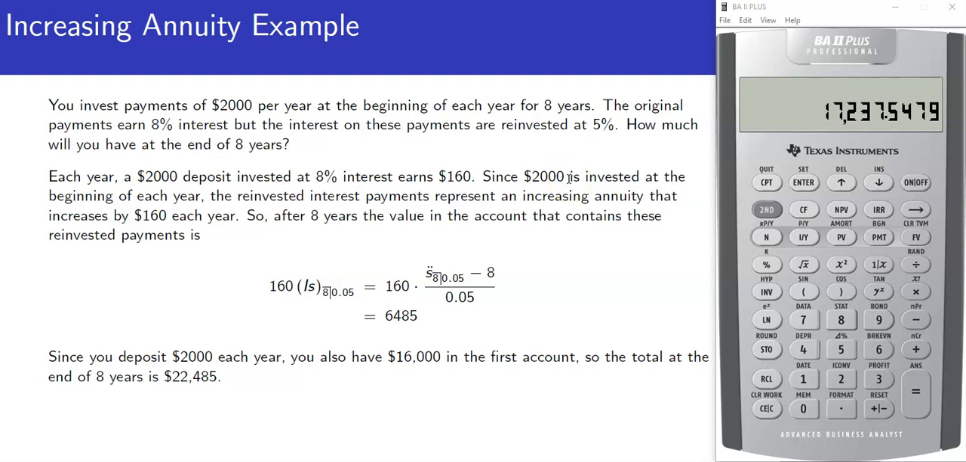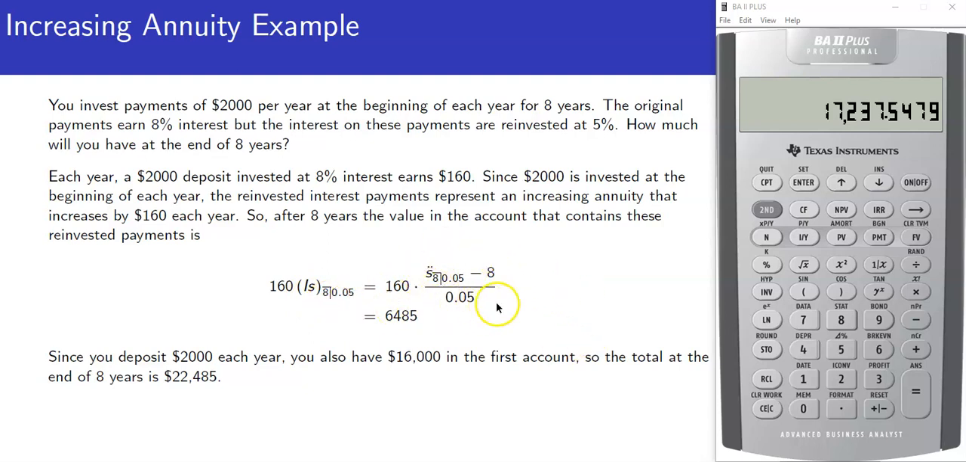So you see that the interest payments going into this second account form an increasing annuity. And that increasing annuity starts at $160 and increases by $160 each year. So we can use our increasing annuity formula to give us the total amount that'll be in the second account, the one where the interest payments are being invested. So we have 160 times the future value of an increasing annuity for 8 years at 5% interest.